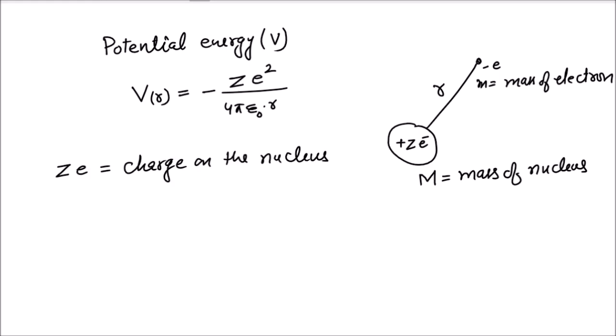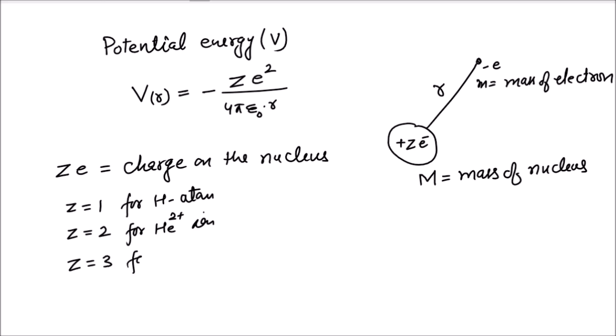And Z is different, like Z is equal to 1, as I said earlier, for hydrogen. Z is equal to 2 for helium plus ion. Z is equal to 3 for lithium 2 plus. Helium plus and lithium 2 plus ion, they are called hydrogen like atoms.